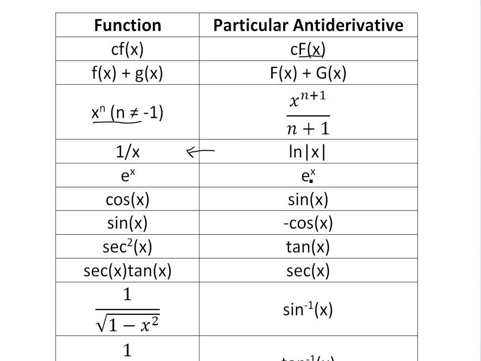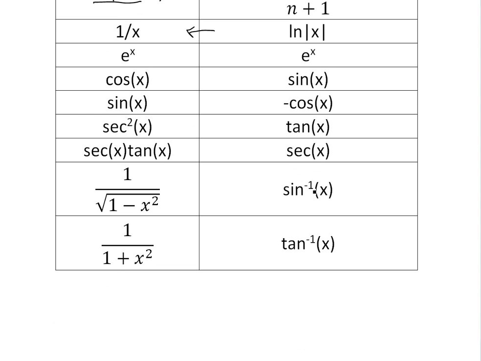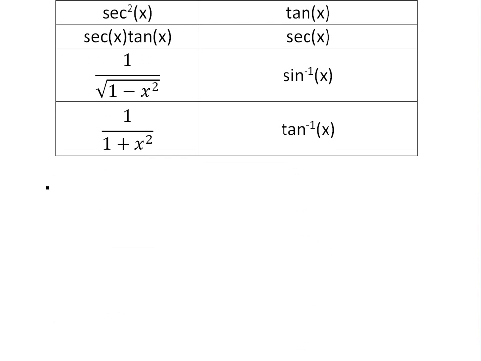So you basically work from here to there, and the derivative of e to the x is e to the x, so it is its own antiderivative. So now let's look at some examples here. These are more trigonometric ones here. Let's start with example 1.